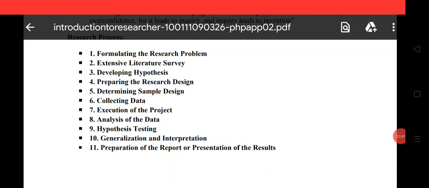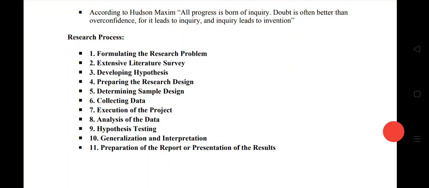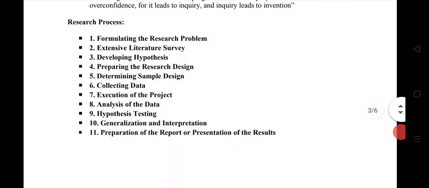So that's all for today's lecture, because lecture time is completed. The point which was left, qualities of a researcher, we would be studying in the next lecture. In the next lecture, we would be studying about qualities of a researcher and ethics of research, or research ethics.